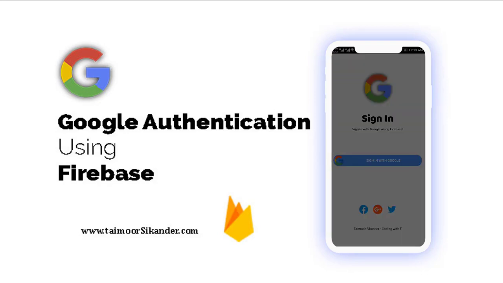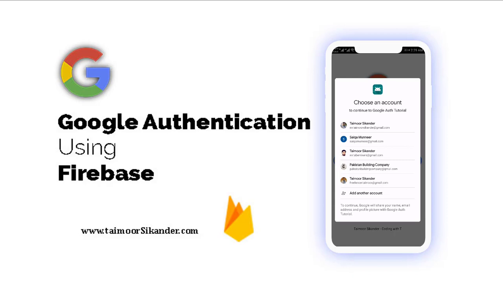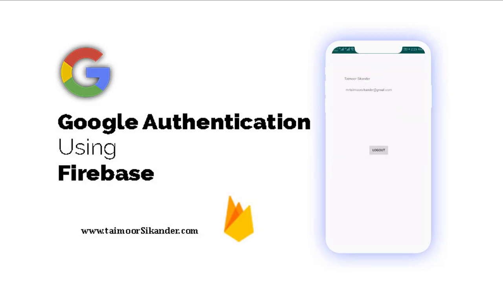So click on this sign in button, wait for a few seconds because I haven't used the loader. Okay, once this screen appears, click or select an account. Then again we have to wait for a few seconds because I didn't use the loader here. You can check the previous videos if you want to use that loader. And we are showing the username and the email of that specific user, and then we have a logout button.